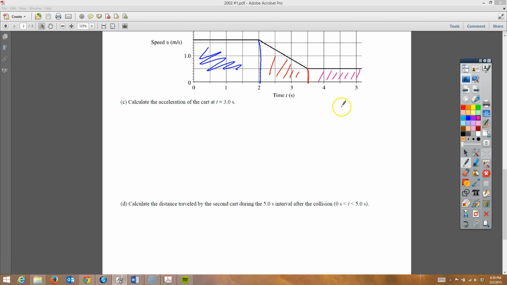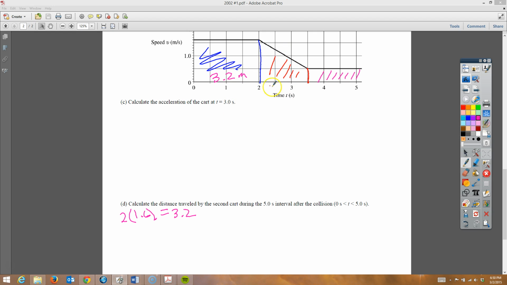You can do it that way. There's a lot of different ways to do it. I think this is probably the easiest. So let's do the blue box first. For the blue box, we've got 2 seconds times 1.6, and 2 times 1.6 is going to give us 3.2. So this box right here is 3.2 meters.